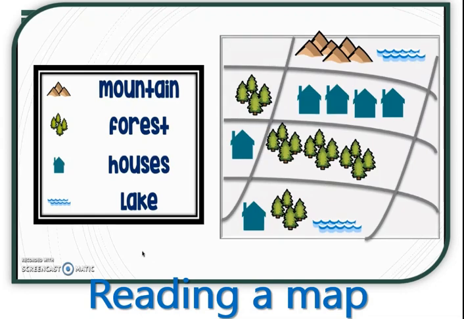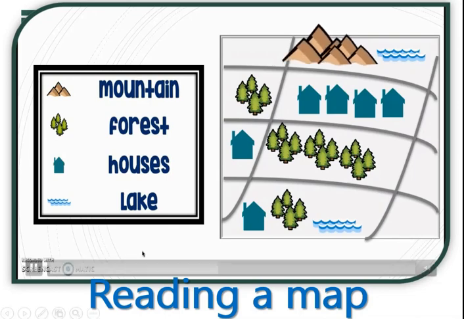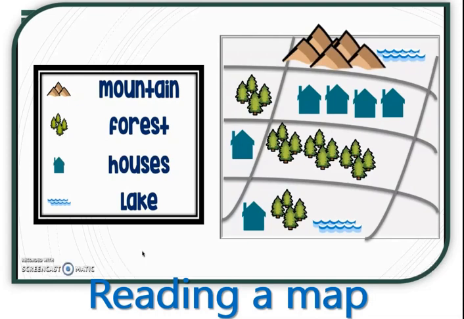Okay, friends, the first one is a mountain. Look on the map key. Can you touch on your screen where the mountains are located? Yeah, there they are. Right there. Perfect. There's two mountains. All right, the next one is forest. How many little symbols are there on our map for a forest?